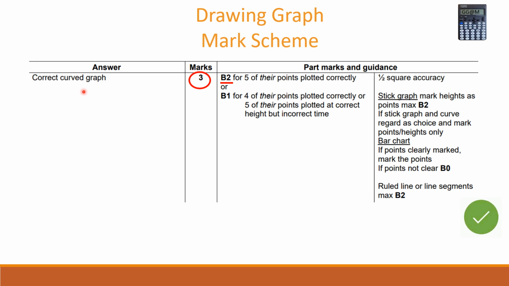B2 means 2 method marks. M1 means 1 method mark. B0 is no method marks if your points are not clear. So if you didn't mark your points with nice little crosses to show where the points are, then you won't get any marks. If you use little dots, it's not so clear as to where the exact centre of the point is, so a cross is much clearer to make sure where your marks are.